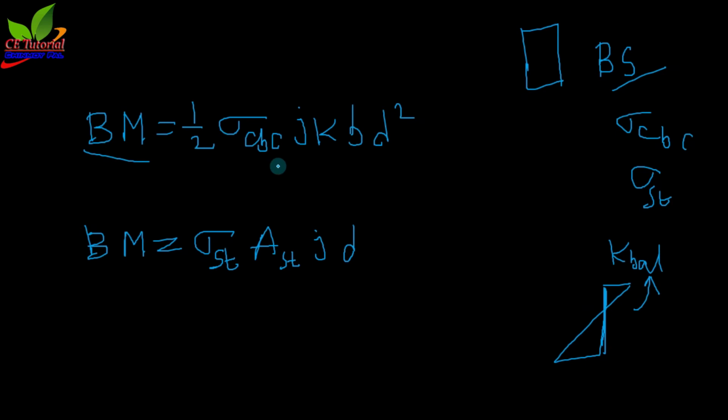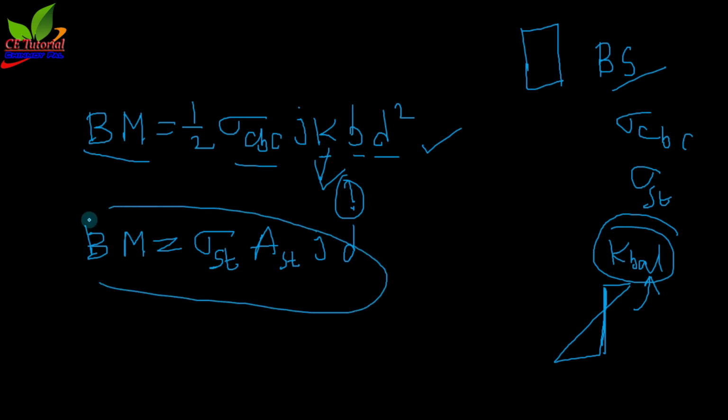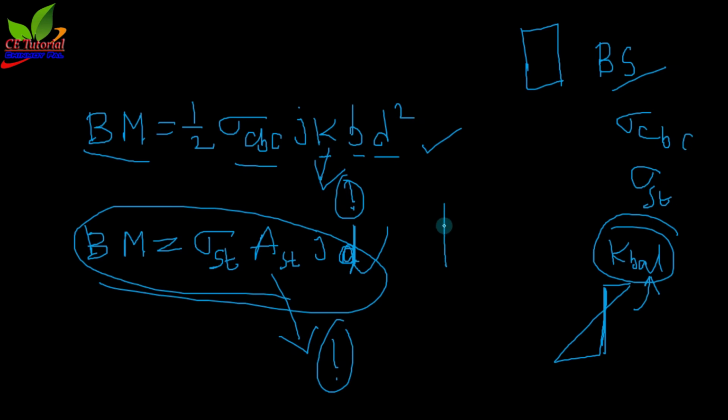Now bending moment is known, BD is also known, and K value is known, and sigma CBC value is known. Now you can calculate the K value directly, or you can neglect this equation because you know the K balance value. You can directly apply this formula, only putting the value of D. Okay, so you can calculate the AST value. What should be the AST? Now it will complete one part of the design, that means based on the bending moment.